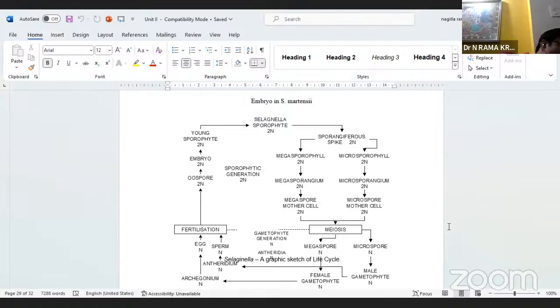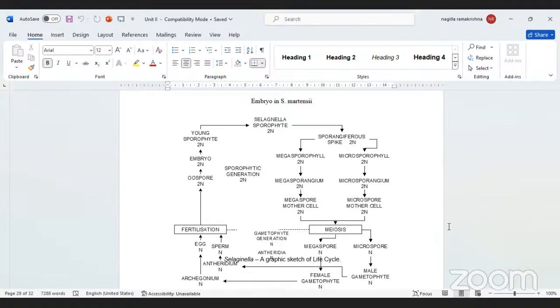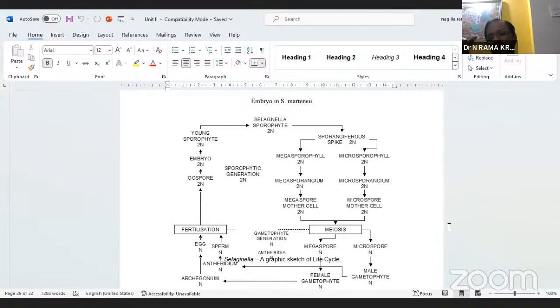Yes, so today we are going to study the Selaginella plant. You know the Selaginella plant, but please tell, what is the external structure of Selaginella? The Selaginella plant body is a sporophytic plant body. Okay? Sporophytic plant body means a differentiated plant.